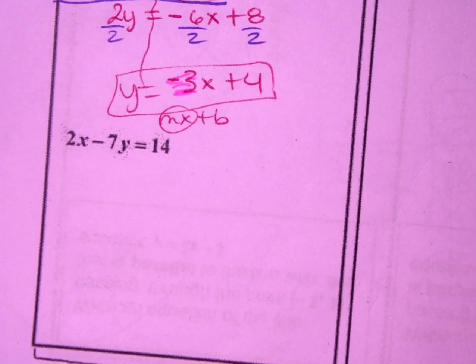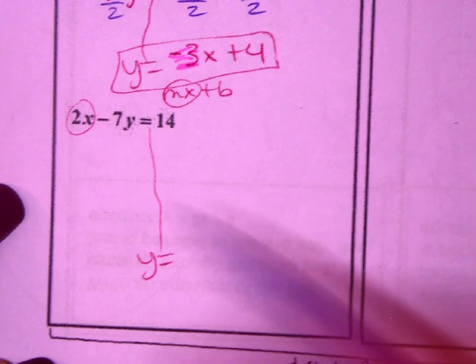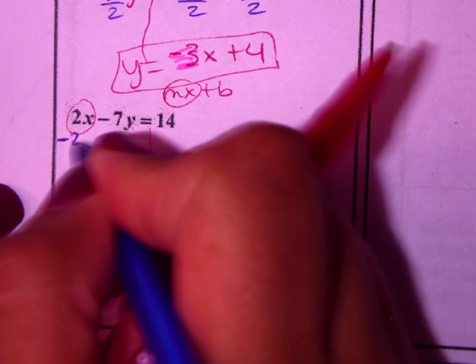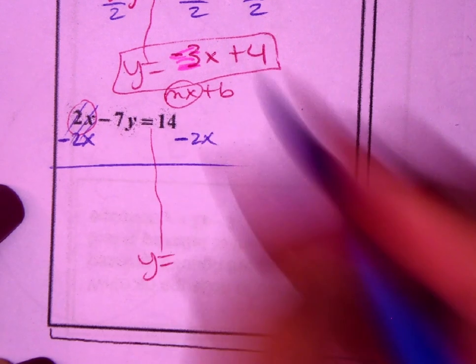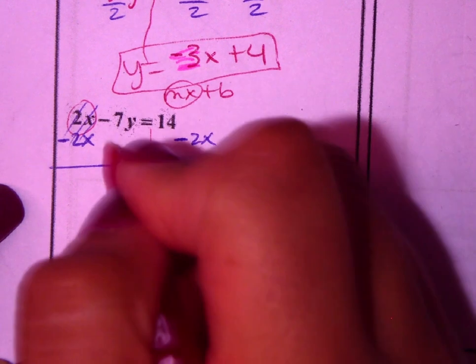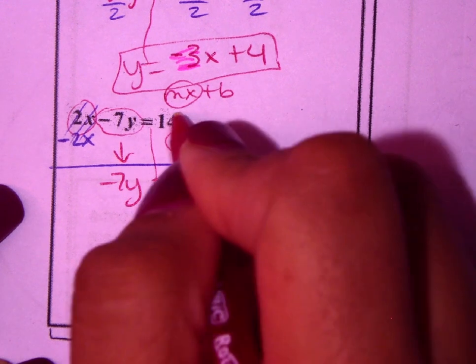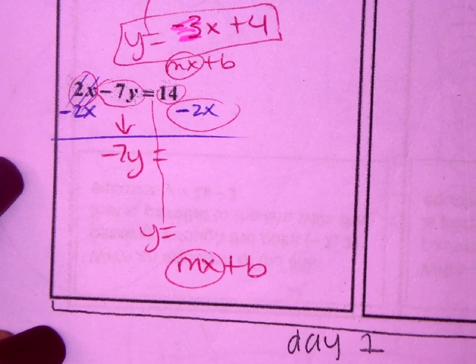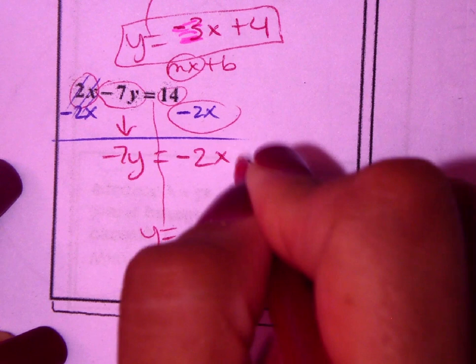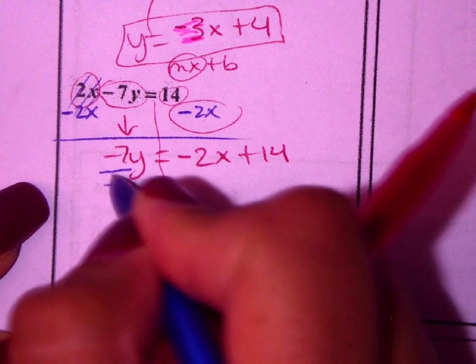Another example will be 2x minus 7y equals 14. We're going to get y by itself, so x needs to go. We're going to add or subtract to cancel that. So we're going to subtract 2x to cancel, and minus 2x over here. Bring down the negative 7y. And then these two again are not like terms. So we're going to write them in the form of mx plus b, which m is first, so negative 2x plus 14. And then we end up getting rid of the negative 7 by dividing by negative 7.